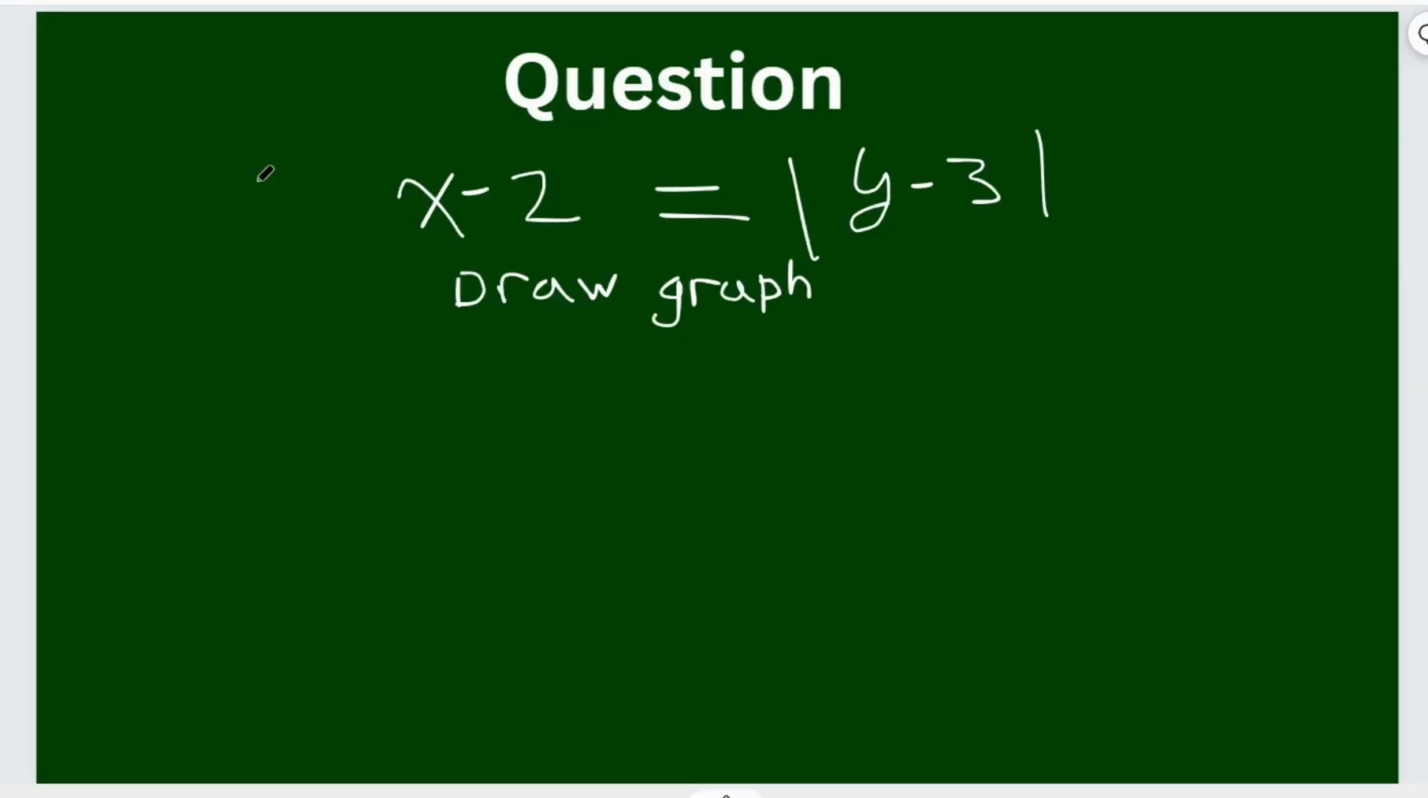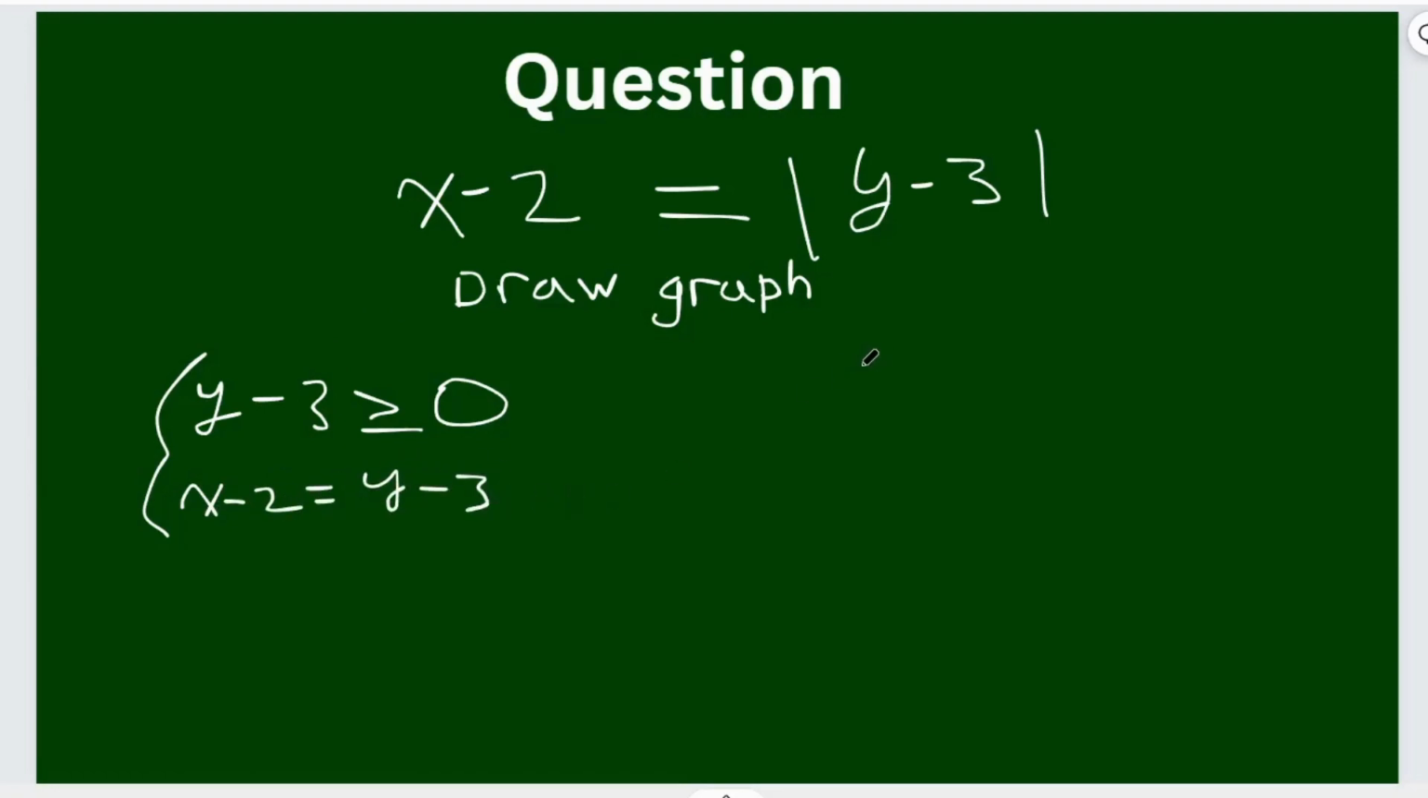In this question, we're going to draw the graph for this equation: x minus 2 is equal to the absolute value of y minus 3. First, we're going to have to discuss y minus 3, since that is the part inside the absolute value. So we're going to write the first case here as y minus 3 is greater than or equal to 0. So that's positive. And at the same time, we have to make sure that x minus 2 is equal to y minus 3.